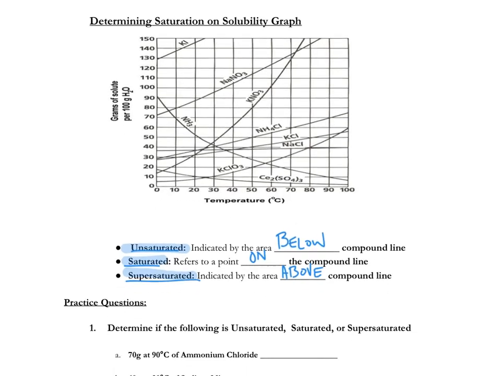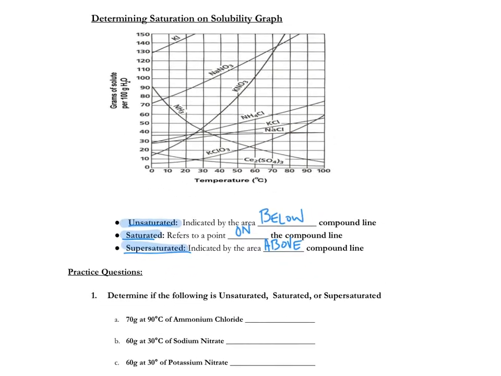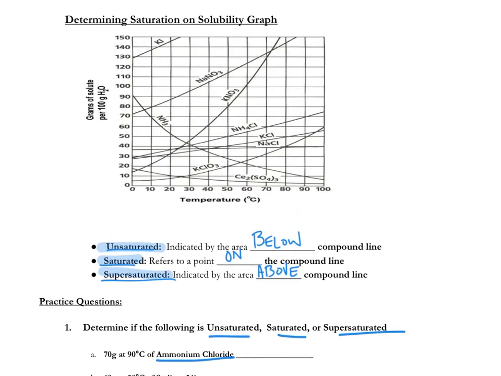All right, so let's look at a couple questions here. Question number 1A says, determine if the following is unsaturated, saturated, or supersaturated. So we have to look at the position of the point on the graph in relation to the compound line that we're looking at. A says 70 grams at 90 degrees of ammonium chloride. So I'm going to zoom in here on the graph.